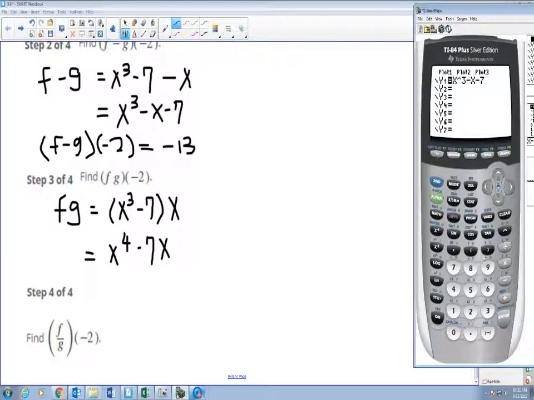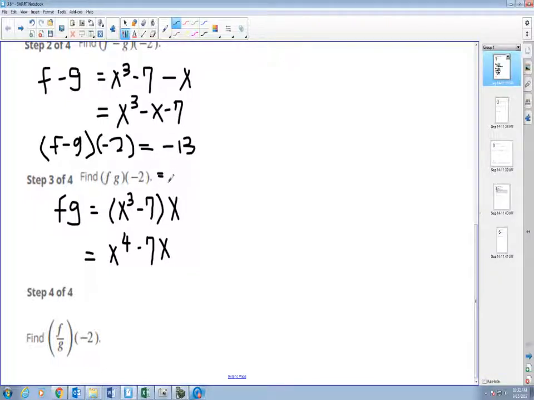So I'm going to graph it. X to the fourth minus 7x. I'm going to delete that. Wrong button. I'm going to evaluate at -2 again. So this is a U-looking thing. The y value is 30. So my answer will be 30.